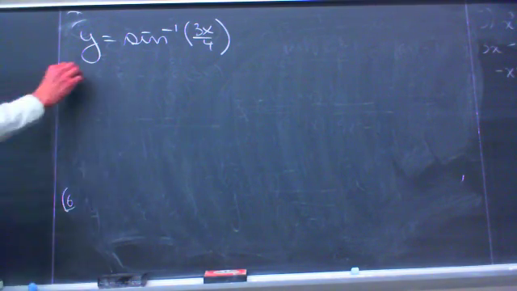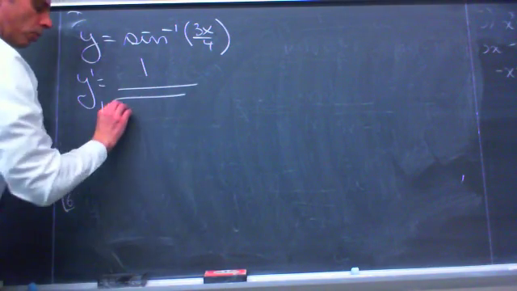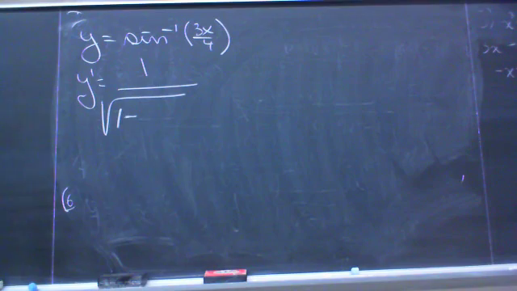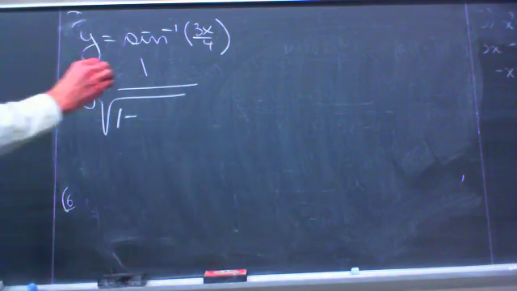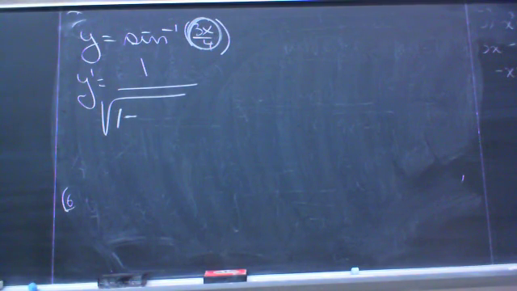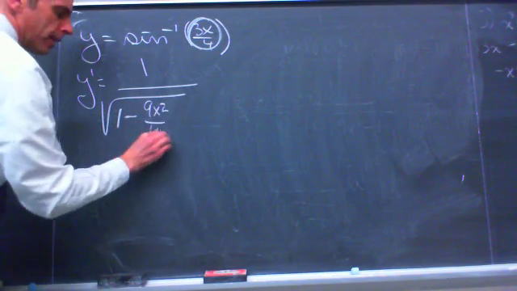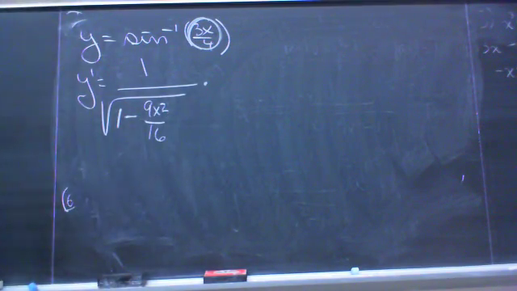Okay, so what is this one? It's 1 over the square root of 1 minus the inside stuff squared. So that's this stuff. That's your u. So what is that squared? 9x squared over 16, times the derivative of the inside, that chain rule.